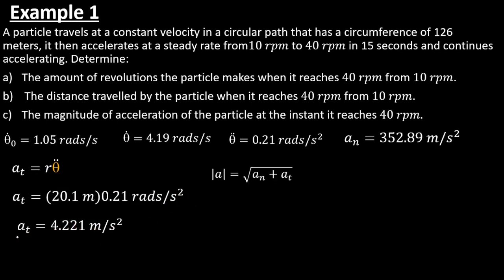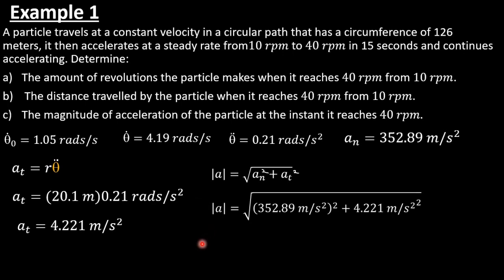Then I can find the magnitude of acceleration by applying Pythagoras. These should be squared: a_n squared plus a_t squared, and then square rooted. So 352.89 squared plus 4.221 meters per second squared squared, and then square root the whole lot, and I get a equals 353 meters per second squared. That is the magnitude of a. That completes part C.